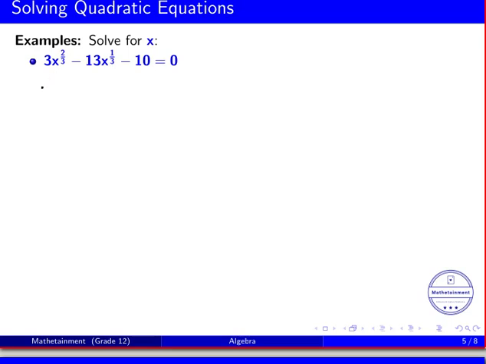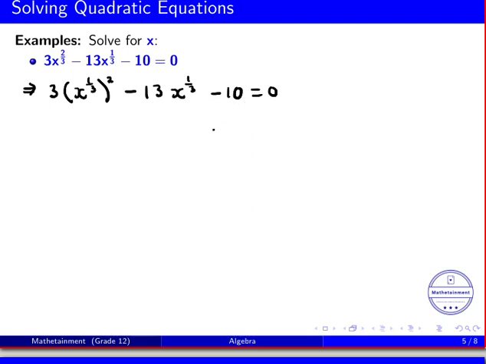What I'm seeing here is x to exponent 1 over 3 squared. And I see x to exponent 1 over 3 to exponent 1. And then I see a constant which is 10. By that, I mean this is what I'm saying. I can write this equation above as follows. I can write 3 times x to exponent 1 over 3, all to exponent 2, minus 13 x to exponent 1 over 3, minus 10 equal to 0.